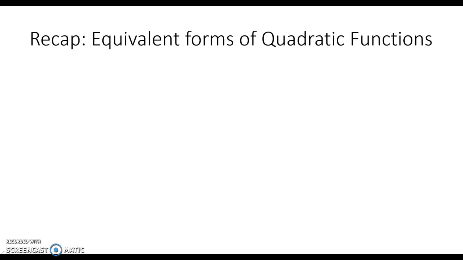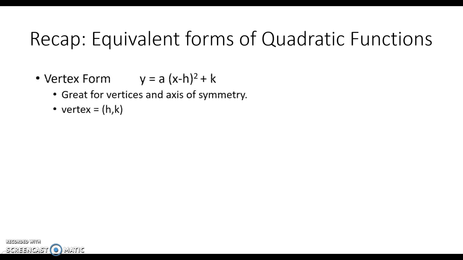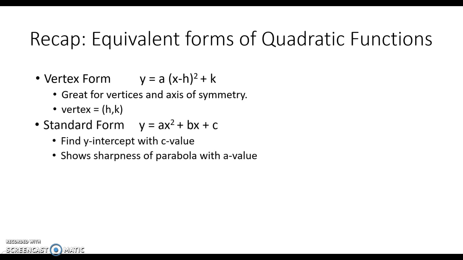Great! Let's review what we have found most useful out of each form of a quadratic function. Vertex form is great for just that, the vertex. We can easily locate the vertex, and therefore the axis of symmetry. Standard form was great for the y-intercept. The c value hangs out on the end, untouched by other operations, so it is easy to use. Additionally, we can look at the a value to see how sharp our curve is going to be. Remember that this is the same a value that was present in vertex form.